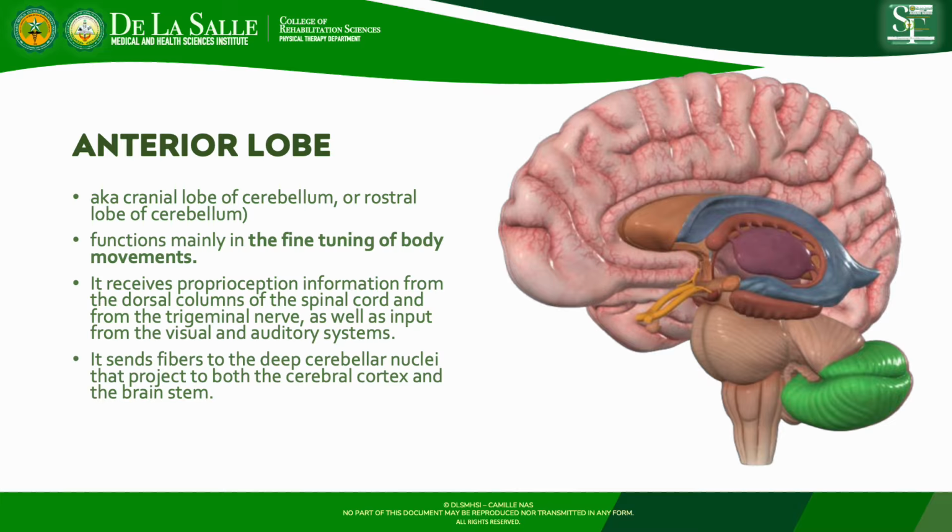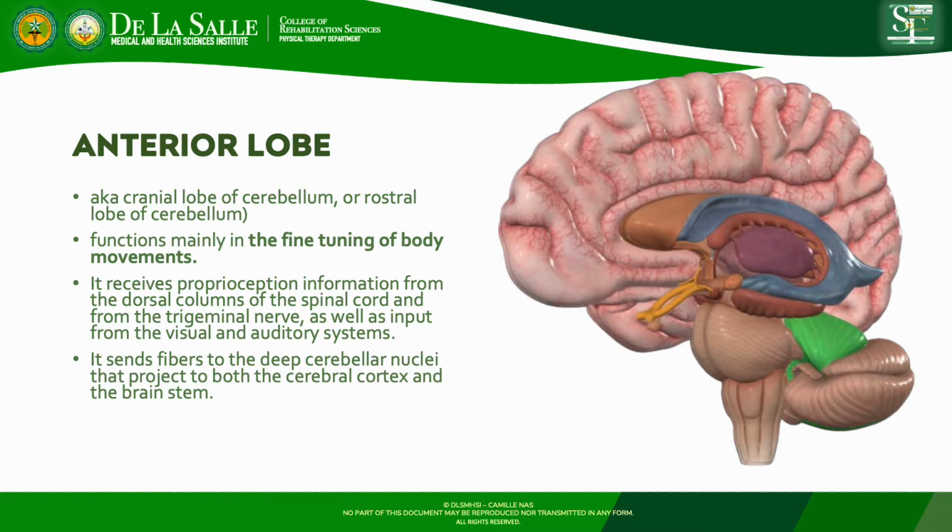Next is the anterior lobe, also known as the cranial lobe of the cerebellum, or the rostral lobe of the cerebellum. It functions mainly in the fine-tuning of body movement. So this is the specific lobe in the cerebellum for automatic movements, reciprocal movements, anything that needs fine-tuning of body movements, such as the trunk as well, maintaining posture. That is the anterior lobe.